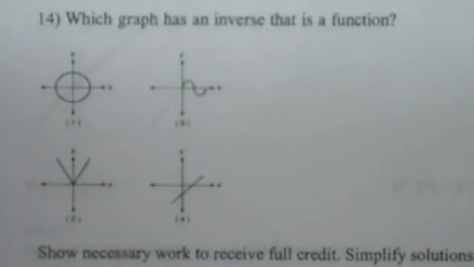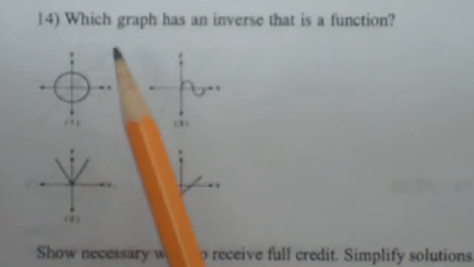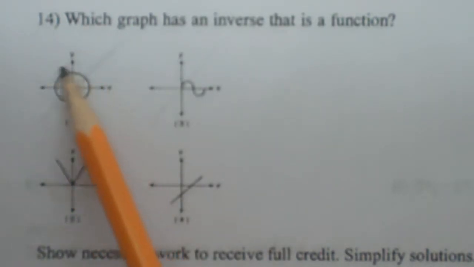And the horizontal line test for being 1-to-1 says that any horizontal line that you draw can pass through that graph at most one time. So let's take a look at these and see if these are 1-to-1. Well, if I draw a horizontal line here, it's going to pass through this graph 2 times. That's more than once, so this is not a 1-to-1 function, which means that it does not have an inverse.